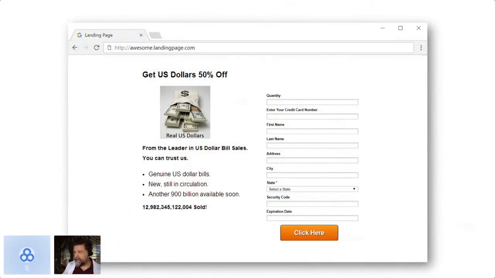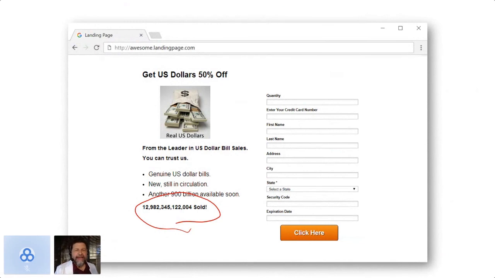So my copywriter comes back with some well-educated offers. Everybody knows what a dollar bill is. We don't need to tell them. We need to build trust. So from the leading reseller and user of dollar bills, you can trust us. Genuine US dollar bills, new, still in circulation, and even offered some proof. The more specific your proof is, the better it is.